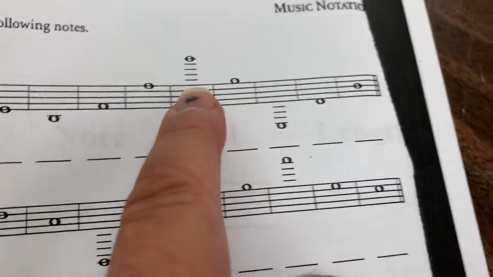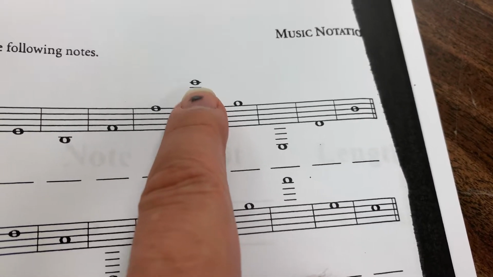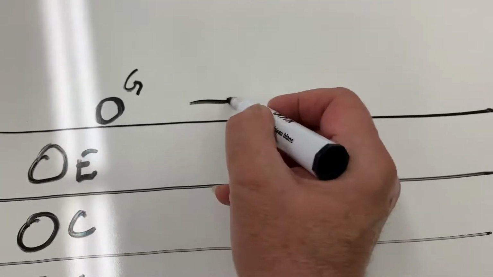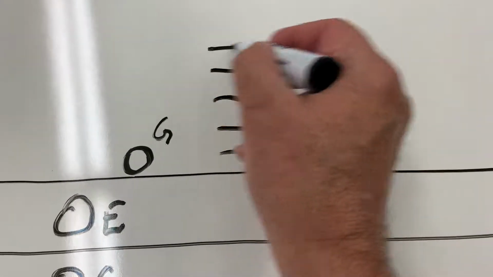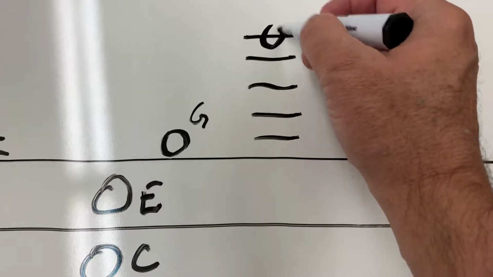So this one, if you can see very carefully, it's 1, 2, 3, 4, 5. It's 5 ledger lines above the staff. So let's draw that here. Well, let's draw it on the staff. 1, keep it the same space. 2, 3, 4, 5. It's not quite the same space, so it's on a line.